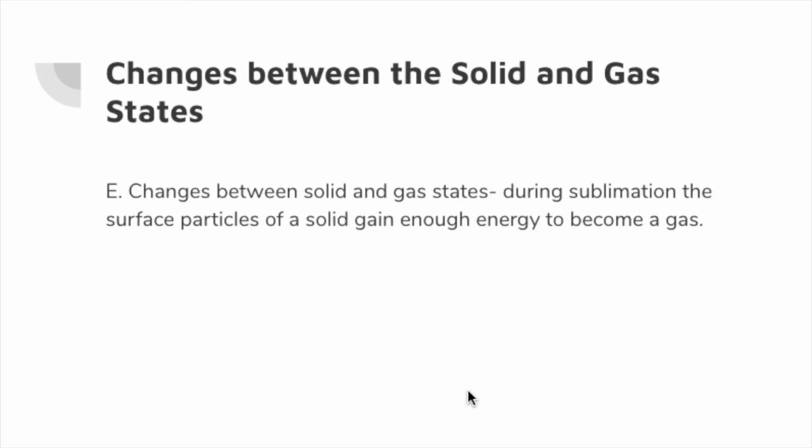Let's read about it. Some substances can change from a solid state to the gas state without ever becoming a liquid. During this process, known as sublimation, the surface particles of a solid gain enough energy to become a gas. One example of a substance that undergoes sublimation is dry ice. Dry ice is the solid form of carbon dioxide. It often is used to keep materials cold and dry.